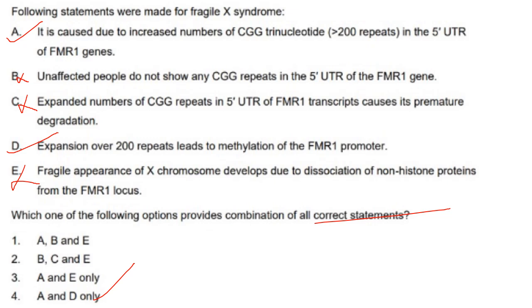It is caused due to an increased number of CGG trinucleotide repeats, greater than 200 repeats, in the 5' UTR of the FMR1 gene. That is correct. That is the cause of Fragile X syndrome. Unaffected people do not show any CGG repeat. No. In unaffected people, the FMR1 gene contains 5 to 44 repeats of the sequence CGG. So B is not correct. Expanded numbers of CGG repeats in the 5' UTR of the FMR1 transcript cause its premature degradation. That is also not correct.